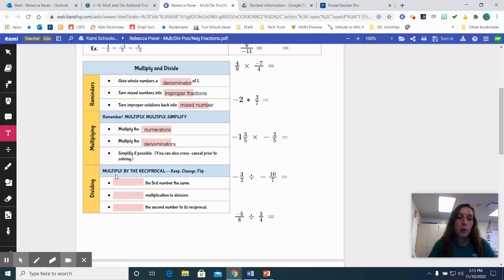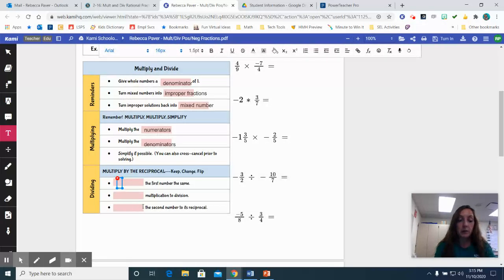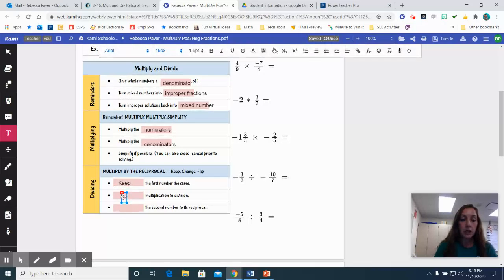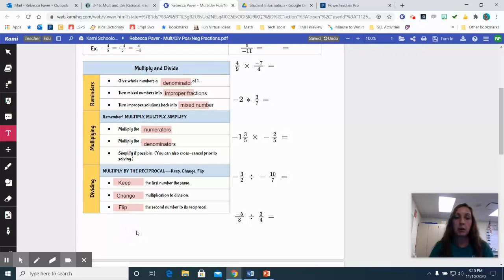You might not remember what those words mean, but you might remember the saying, keep it, change it, flip it. What that means is if you are given any problem that has a fraction in division, you keep the first number the same, you change the division to multiplication, and you flip the second number to its reciprocal. A reciprocal is just taking that number and flipping it upside down.